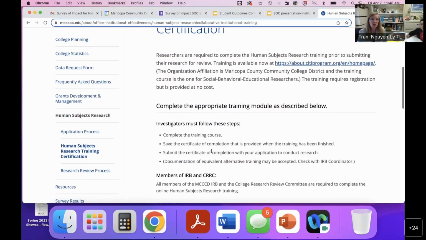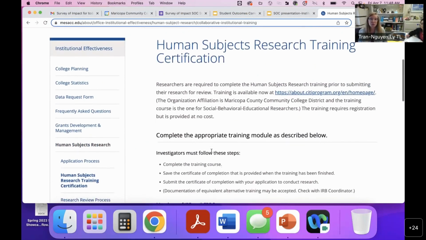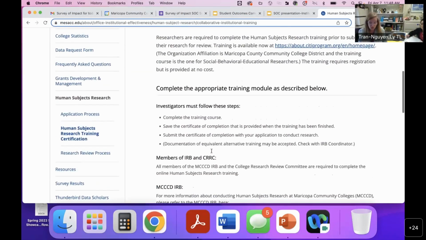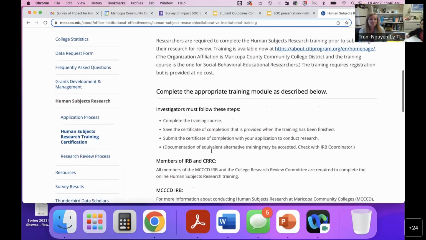So then if you go back to the link, Human Subjects Research Training Certification, there you'll find instructions on how to take the training course that all applicants to the process must complete. And it gives you a certificate that then you would submit along with your application.